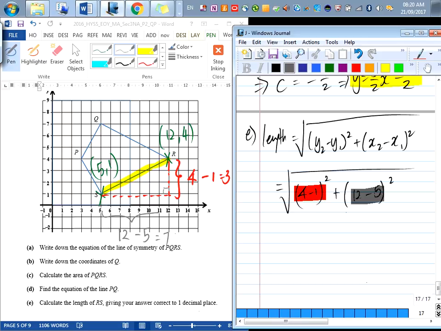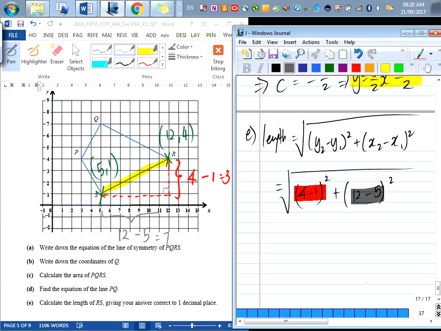Look at the red color one. Isn't it 4 minus 1? Red color. Then the gray color one, 12 minus 5. Isn't it the same? Same, right? You know why or not? That is because when we derive this formula for length, it is based on Pythagoras theorem. That is why they are so similar.